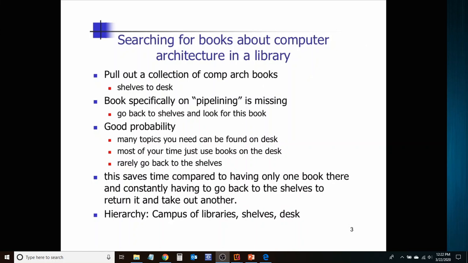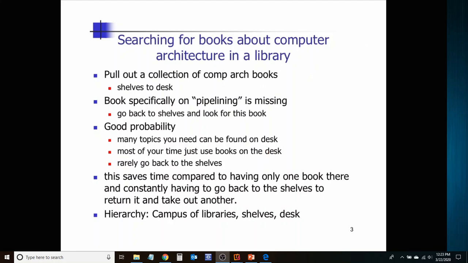And most likely, you are going to find that pipelining book close to the computer architecture books that you found on the shelves. So there is going to be some correlation in terms of space. Now, if you do this, there are going to be very good chances that many topics that you needed, you are going to find right in front of you on your desk. Almost all of them. Most of the time, you are going to be just using the books on your desk.